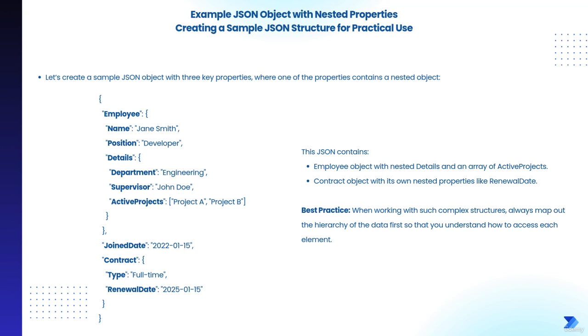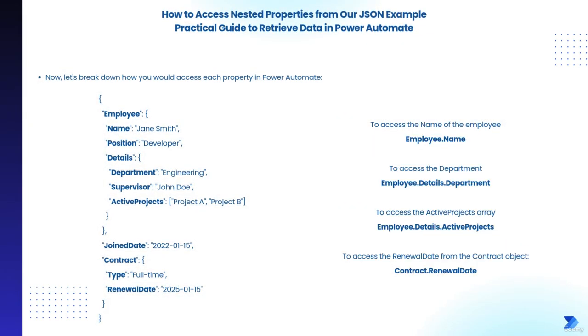Best practice: before accessing deeply nested properties, take the time to map out your JSON structure. This planning helps clarify how each property relates to others and will save you time and effort when retrieving data. Navigating to properties within nested objects. Once we've established our JSON structure, it's time to discuss how to access the data effectively.